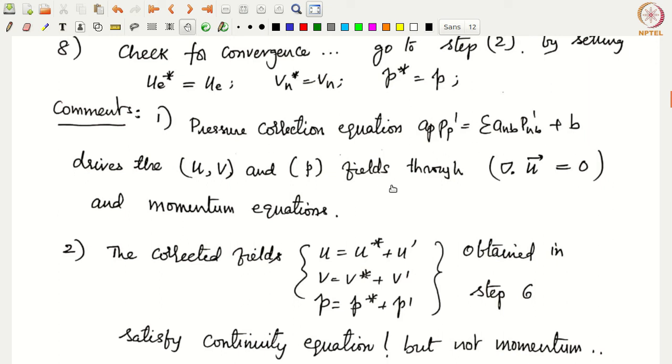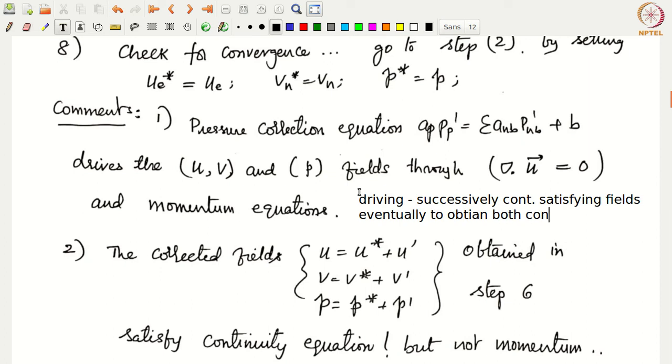pressure fields through successively continuity satisfying fields, and eventually to arrive at a velocity and a pressure field that will also satisfy the momentum equations. Okay, so essentially the pressure correction equation is driving the velocities and pressures through successively continuity satisfying fields, and eventually to obtain both continuity and momentum satisfying fields. Okay, so that's what we're doing.